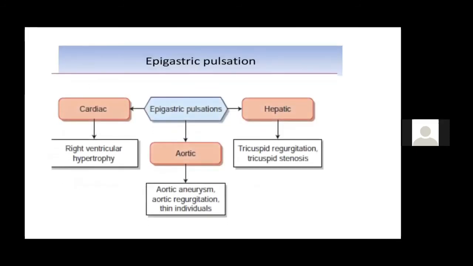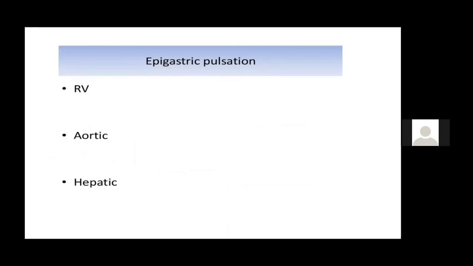And now coming to the epigastric pulsation. As I already told you, epigastric pulsation, you should always palpate with the tip of the finger in the subxiphoid area. The finger should be pointed towards the left shoulder, and you should always do it with the patient's breath held in inspiration.